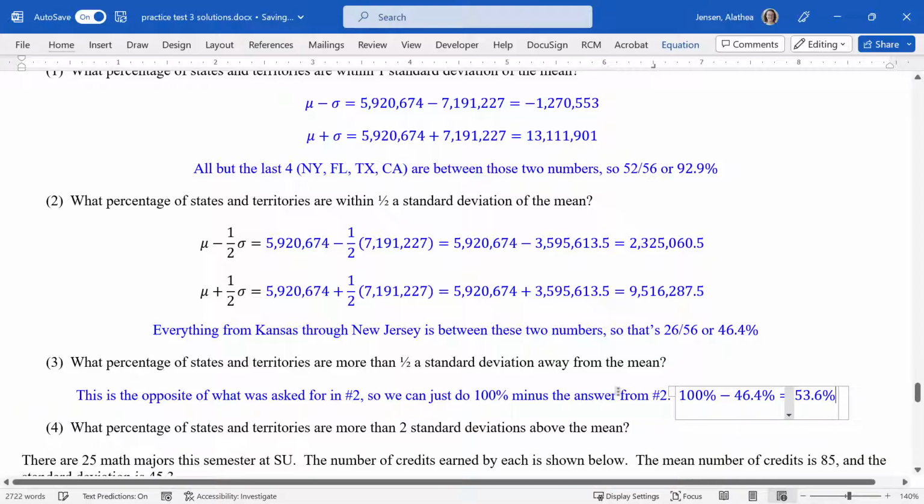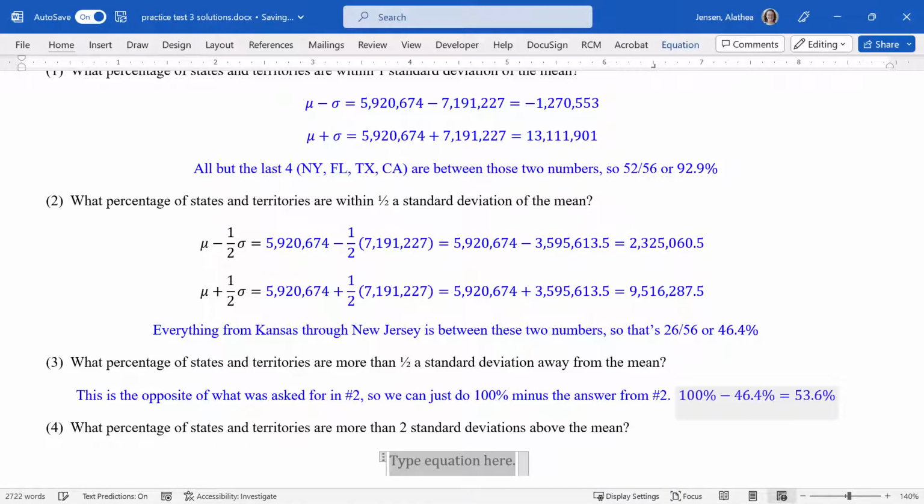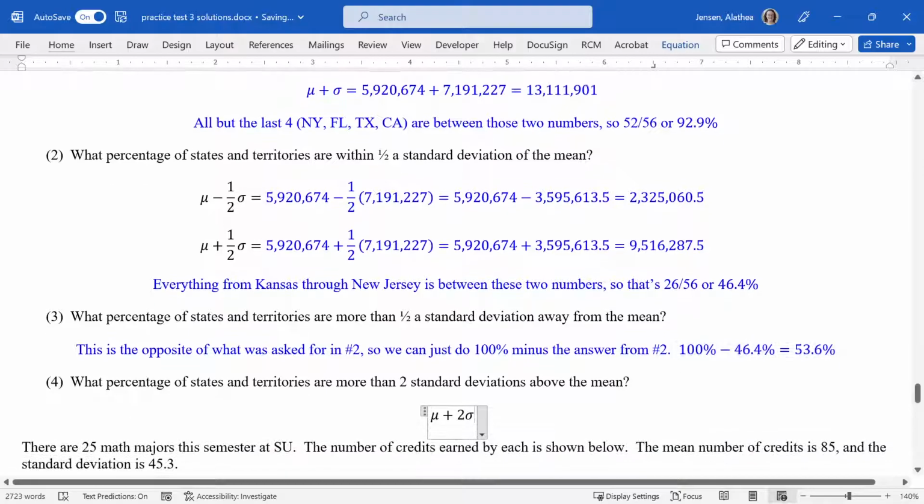So no need to even count. And then last question, what percentage of states and territories are more than 2 standard deviations above the mean? So what we need to do is figure out what is the number that is 2 standard deviations above the mean. So you start at the mean, go up 2 standard deviations.